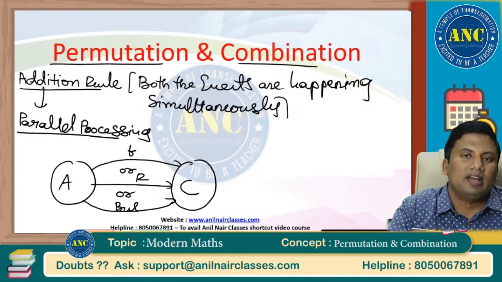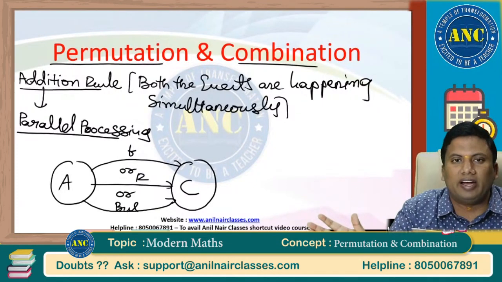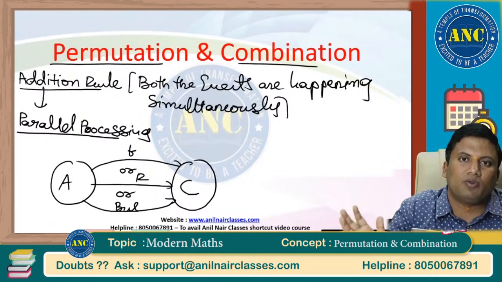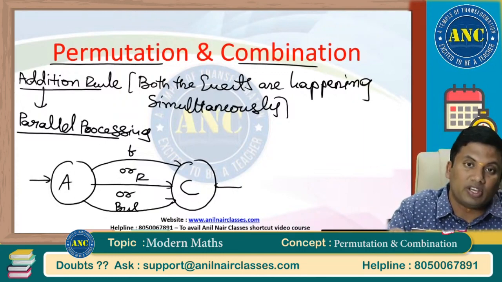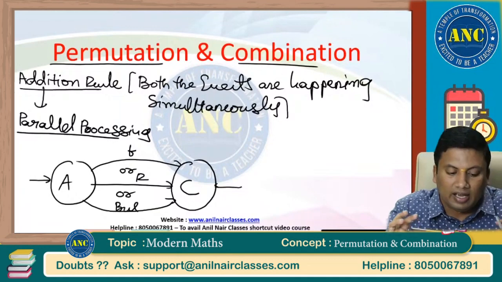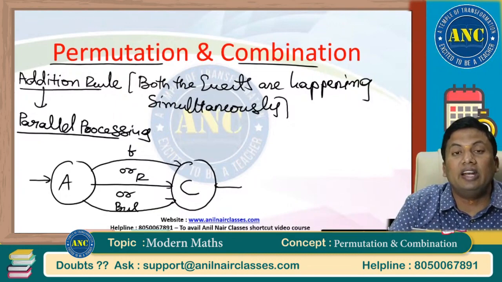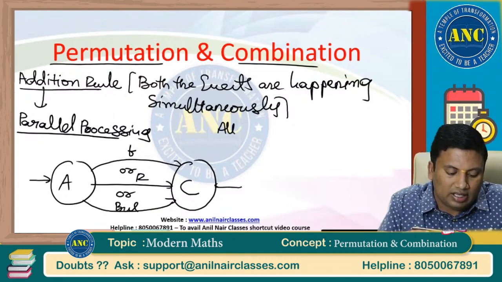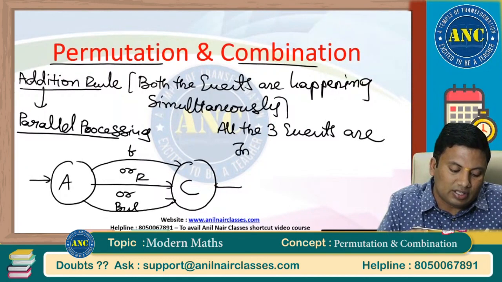From 9:30 at the railway station, a train is starting. From the airport, a flight is starting. From Imlibun bus stand, one bus is starting. Anil Nair can start from Hyderabad and reach Palakkad through these three different ways. All the three events are happening simultaneously, not one after the other. All the three events are independent of each other. Please write down as it is, sir.